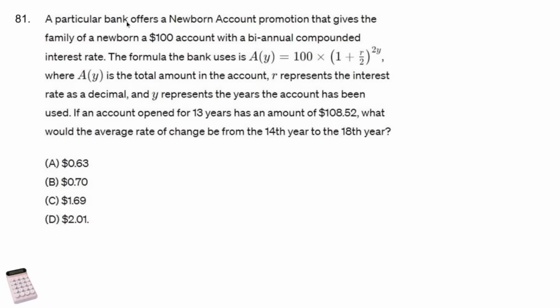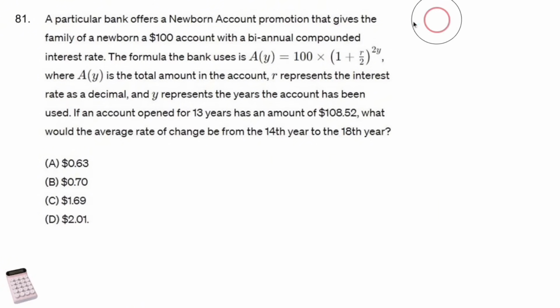A particular bank offers a newborn account promotion that gives the family of a newborn a $100 account with a biannual compounded interest rate. The formula the bank uses is A of y equals 100 times (1 plus r over 2) to the 2y. So this is a typical compounded interest rate formula. If you have heard of the continuously compounded interest formula, there's similarities. Okay, but this is not the continuously compounded interest formula.